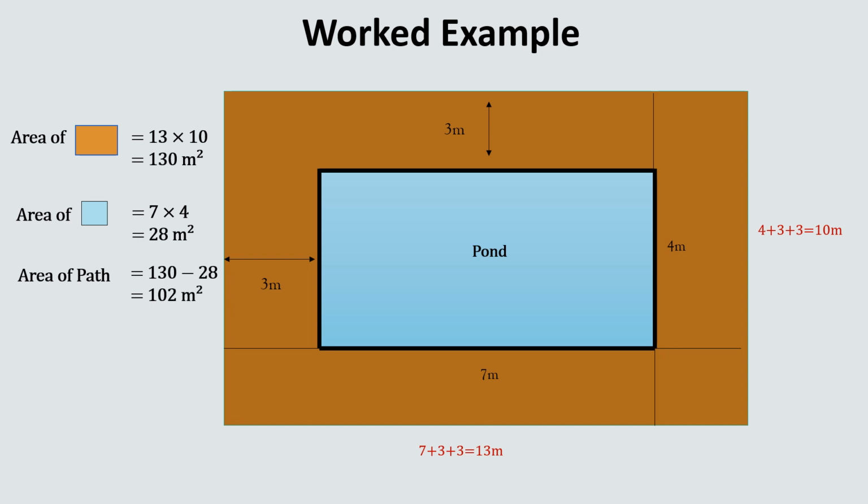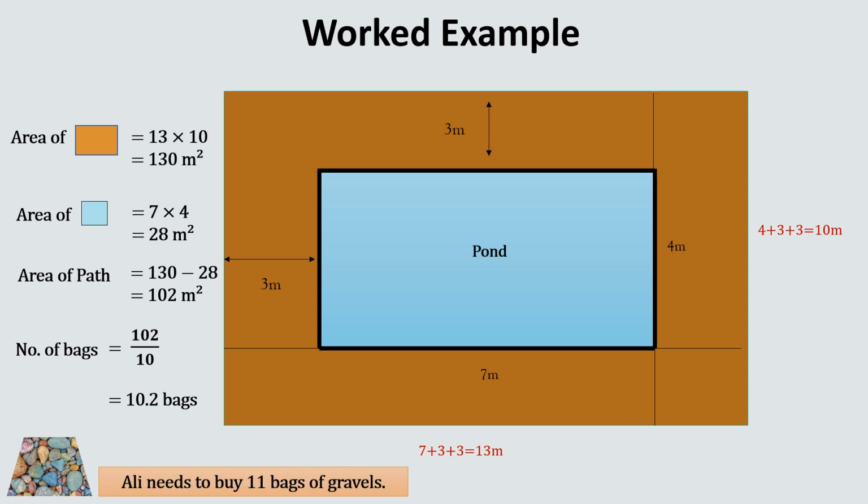Now to understand how many bags he needs, the number of bags is equal to 102, the area of the path, divided by the meters squared per bag it can cover, which is 10. So the answer will be 10.2 bags. As 0.2 is still going above 10, I will round it up to the 11 bags which he needs to complete the path by laying the gravel on the path.